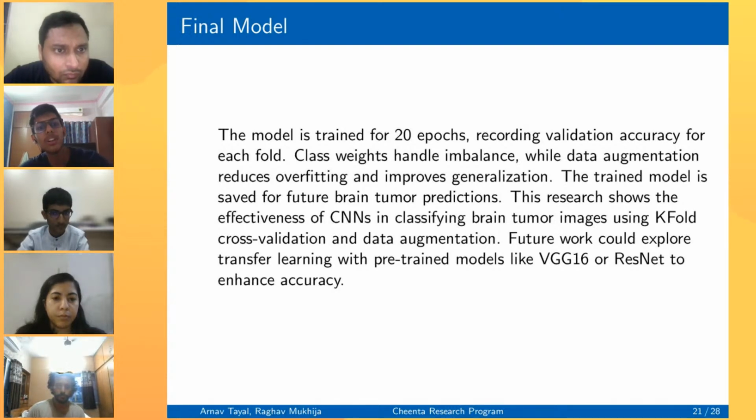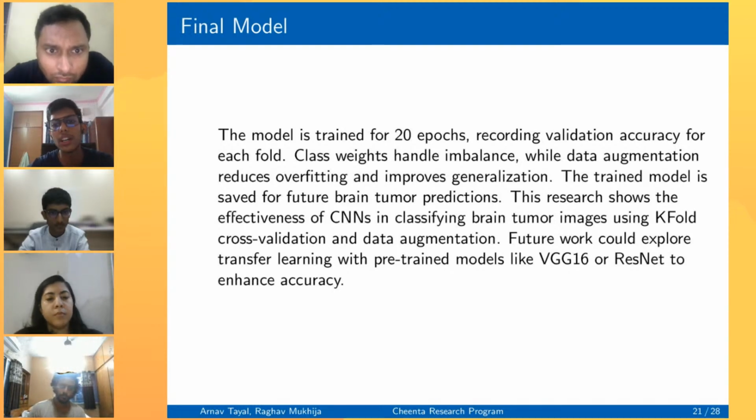Now, the final model is a culmination of how data augmentation, group theory, distance metrics, CNN, and k-fold cross-validation work together. Future work could explore transfer learning with pre-trained models like VGG16 or ResNet to enhance accuracy.